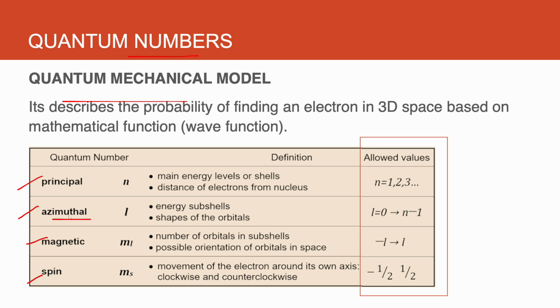So you have your principal, which accounts for the main energy level, or shell, or the distance of an electron from the nucleus. This could be 1, 2, 3, so these are your counting numbers, 1, 2, 3, and so on. Your azimuthal quantum number describes the energy subshell as well as the shape of the orbital. It starts with l equals 0 up to n minus 1, where your n is your principal quantum number.